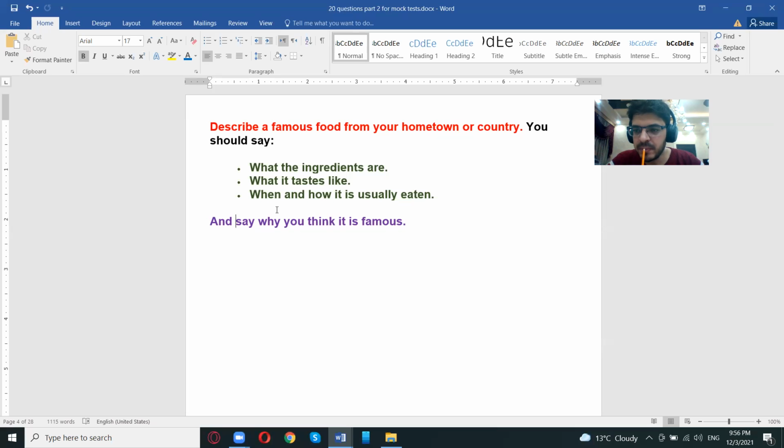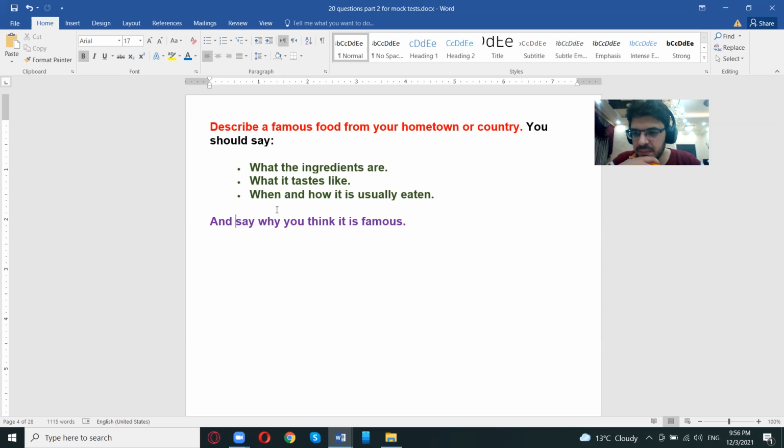The point I want to make is that I usually eat kabsa with my family, sitting at the table, talking with each other. Really, really good.